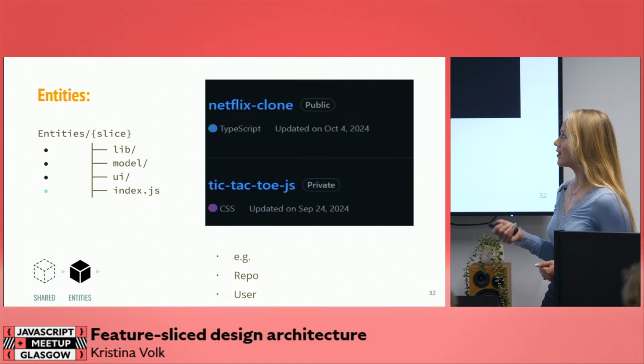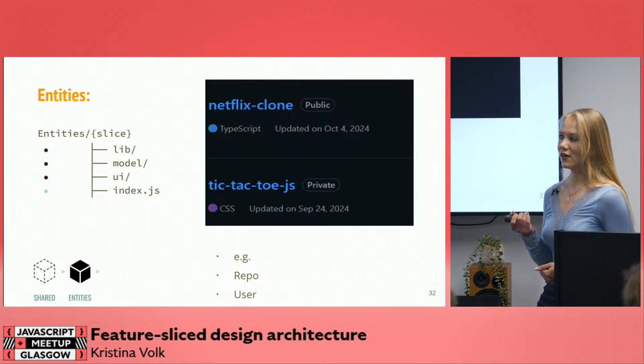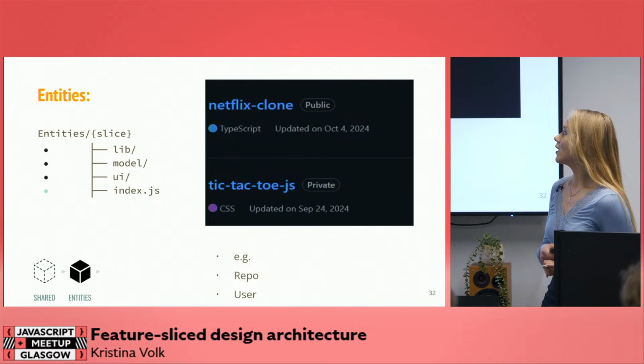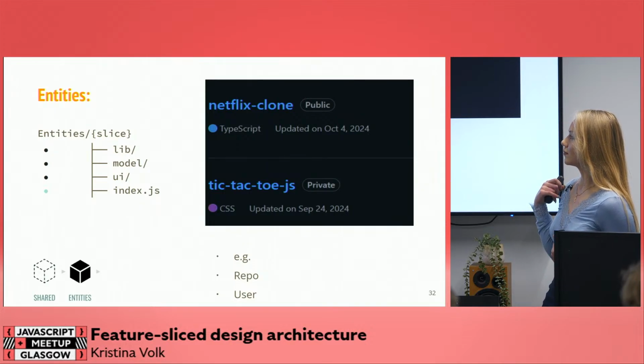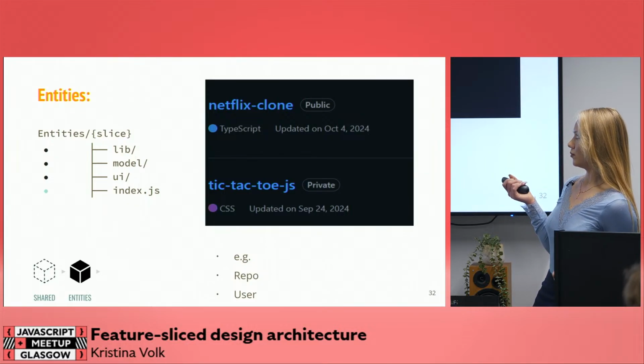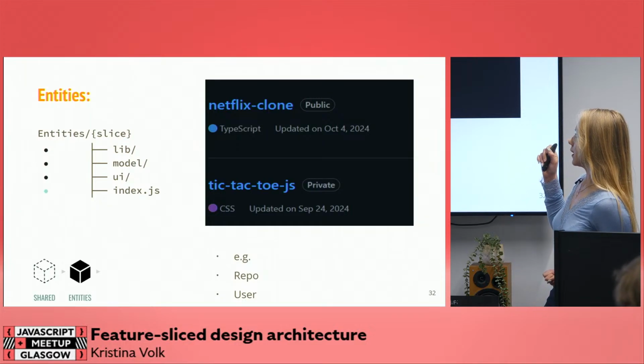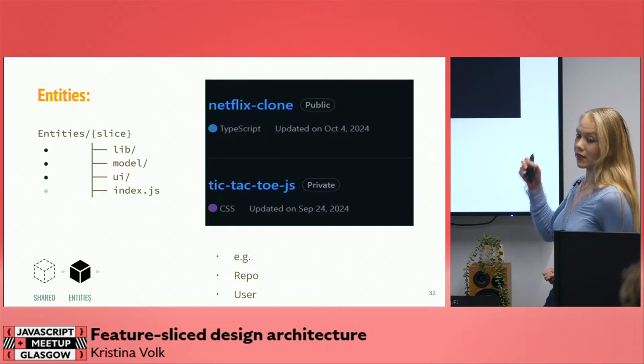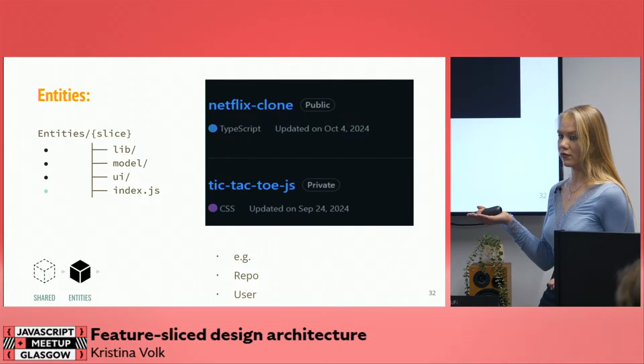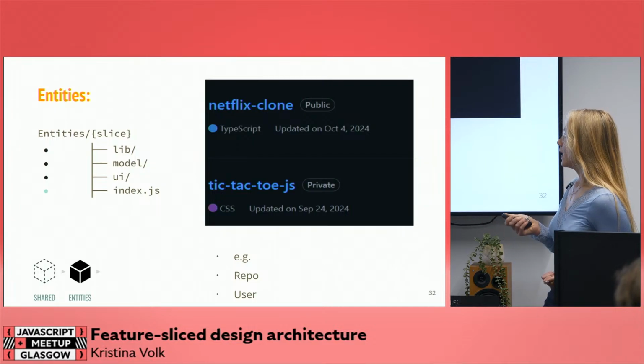this is the first level that is telling us about something from our business. For example, if we have order, user, or card, we can actually define one layer which will be entities. So I put the example from my own GitHub. So for example, if we have a list of repositories, so one repo can be our entity.